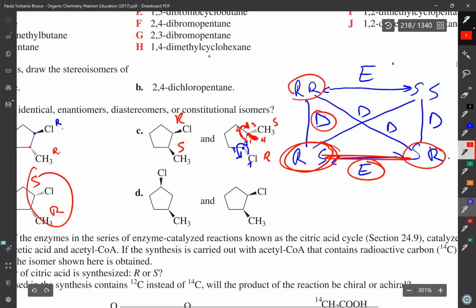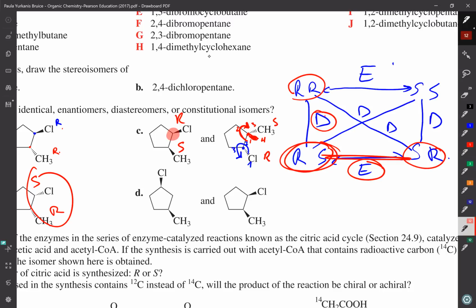Look at this, guys. The center with the chlorine atom is R. And down here, the center with the chlorine atom is also R. Then, the center with the methyl group is S, and the center with the methyl group is S. So it's the same molecule. Do you see that? This is the same molecule.